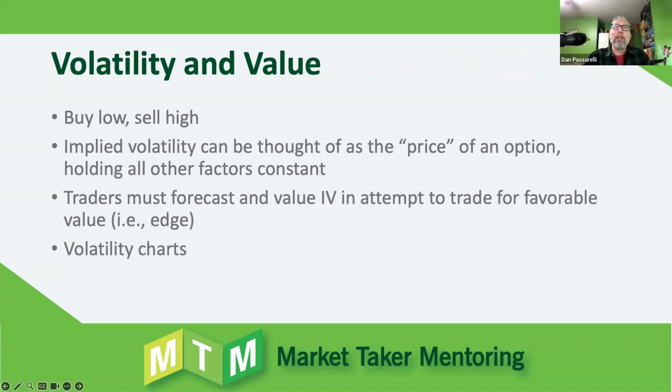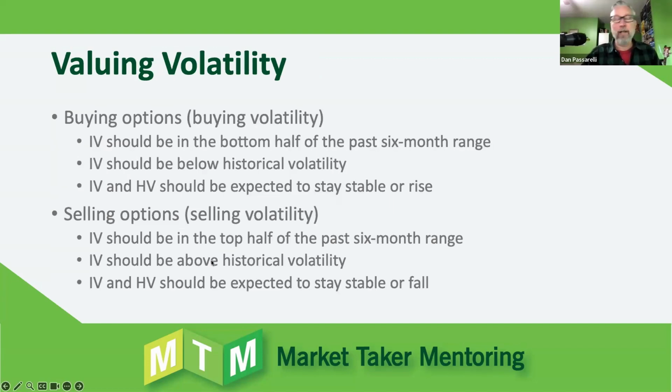The thing about volatility and value is, well, they make options cheaper or expensive. So we always want to buy low and sell high, right? Well, implied volatility can be thought of as the price of an option holding direction and time and interest constant. So we've got to forecast and value implied volatility and attempt to trade for favorable value. So, we want to use things like volatility charts if we have access to that. And you can Google how to get access to that.